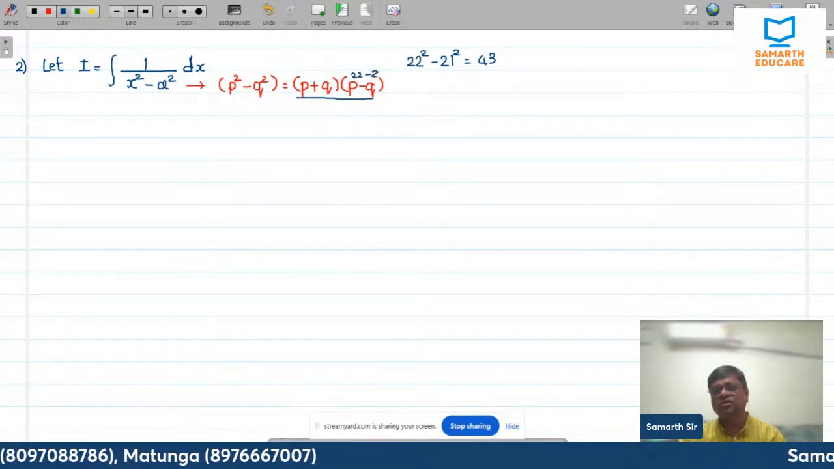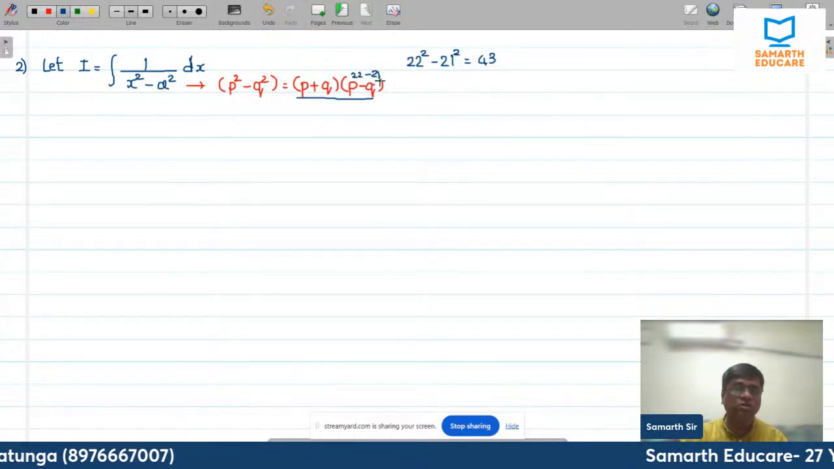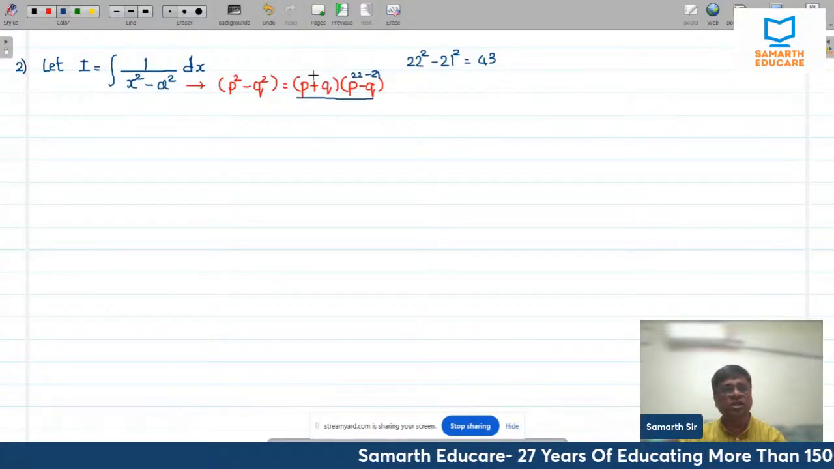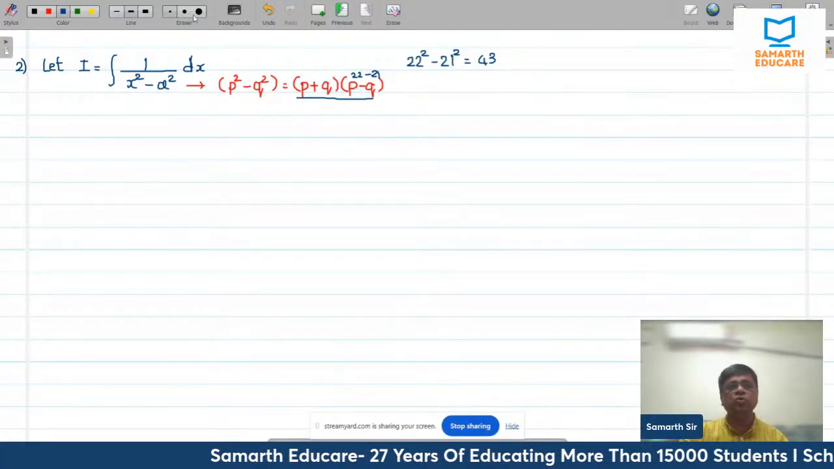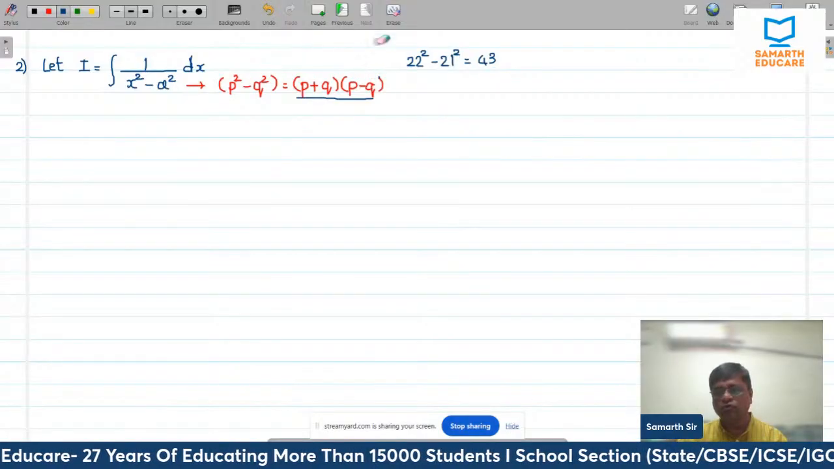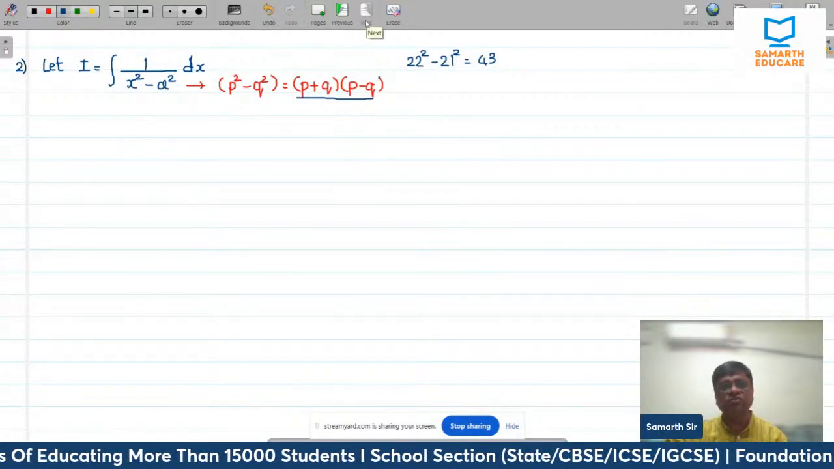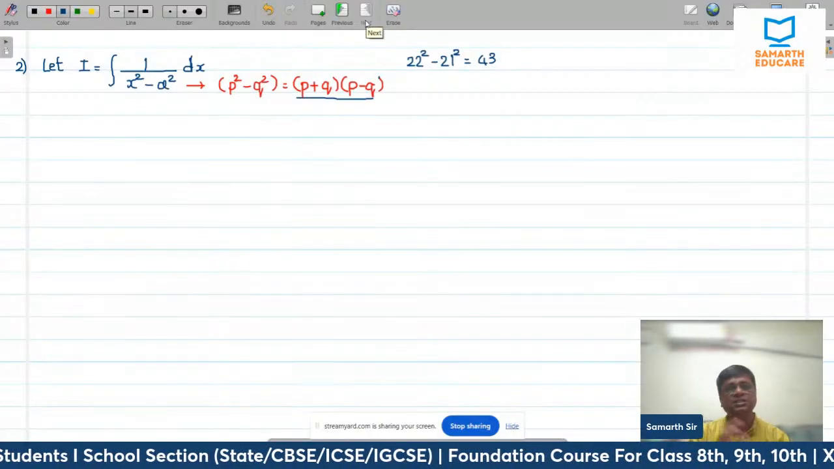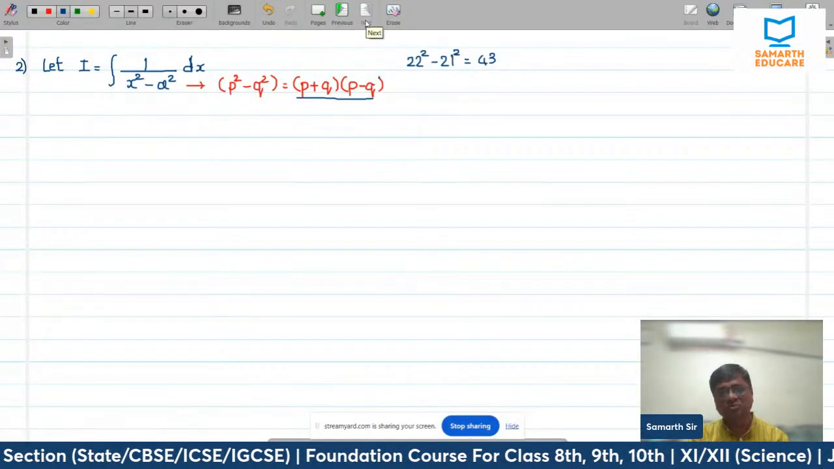22 minus 21 will be the second bracket. That is always equal to 1. So what remains is the first bracket, 22 plus 21, which is 43. What I'm trying to explain is that when you take the difference between the squares of two consecutive numbers, the answer is always the sum of the two numbers.